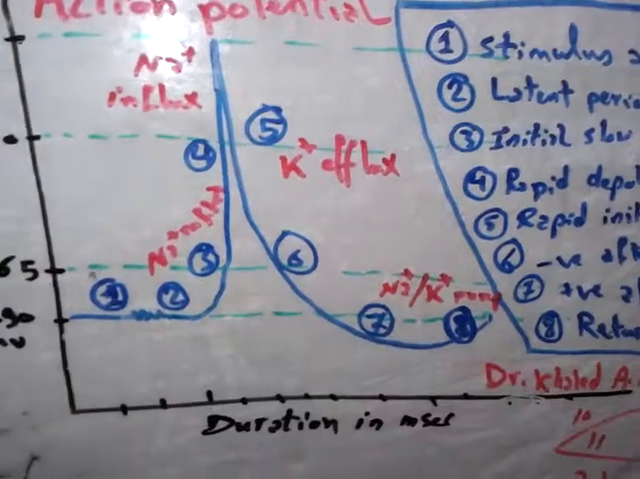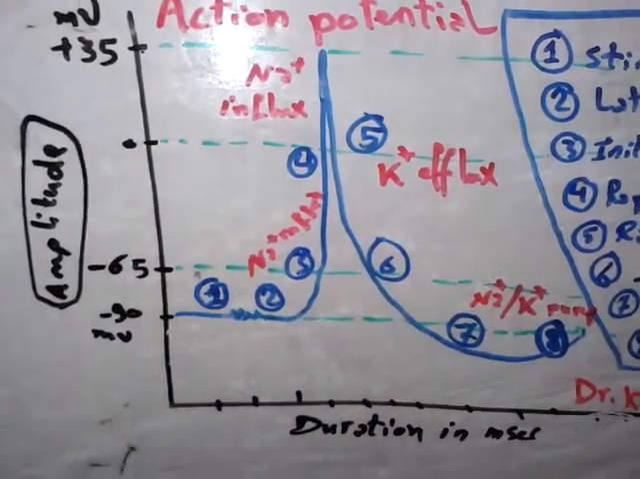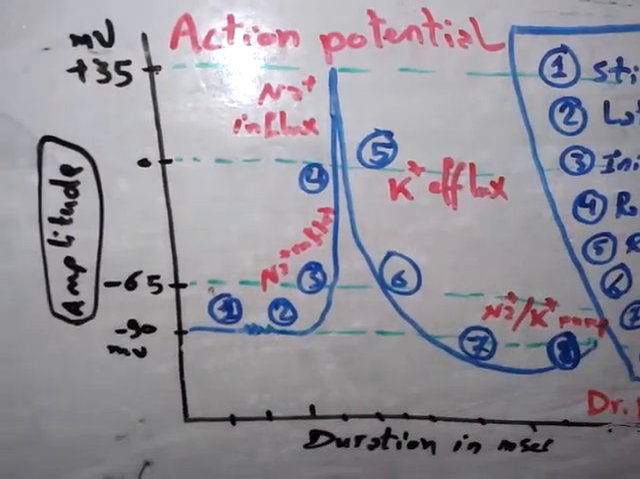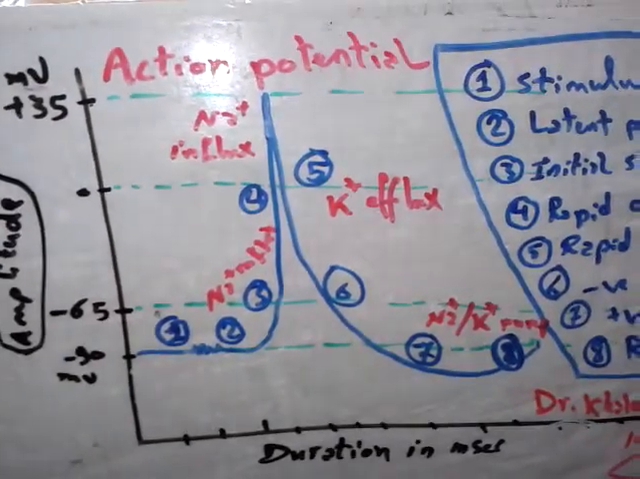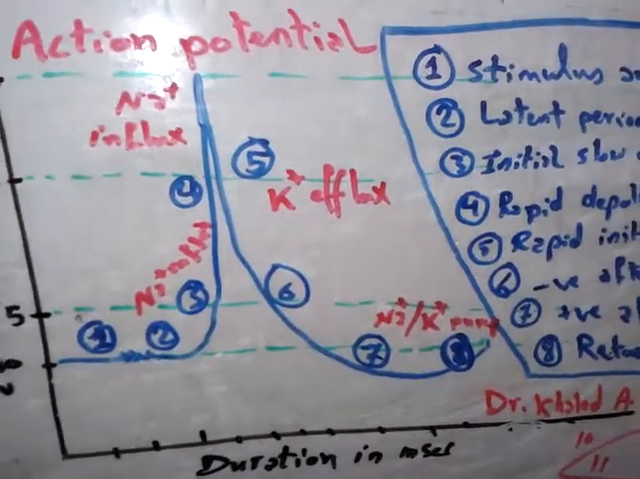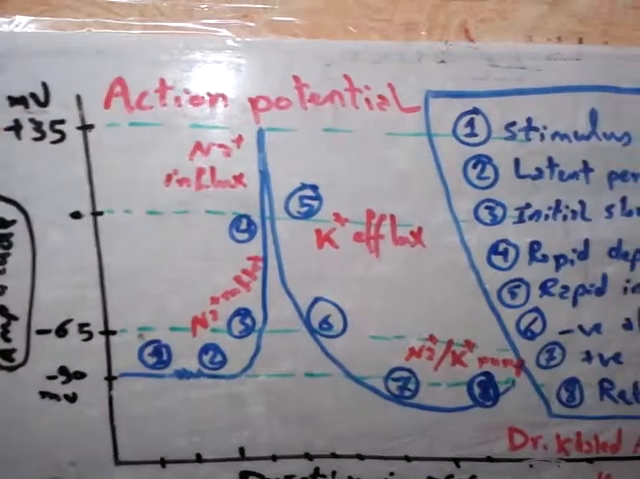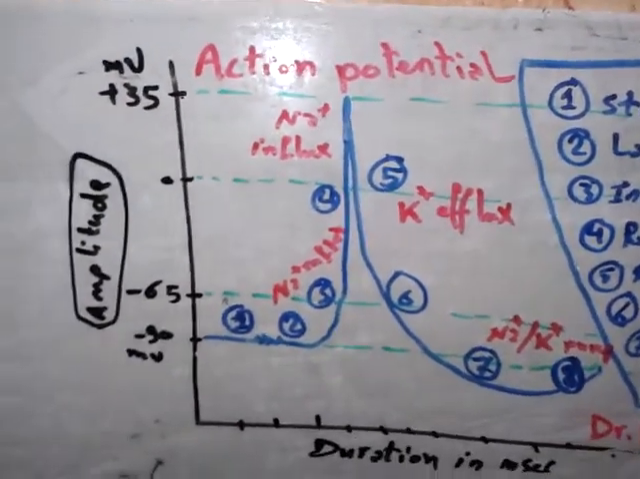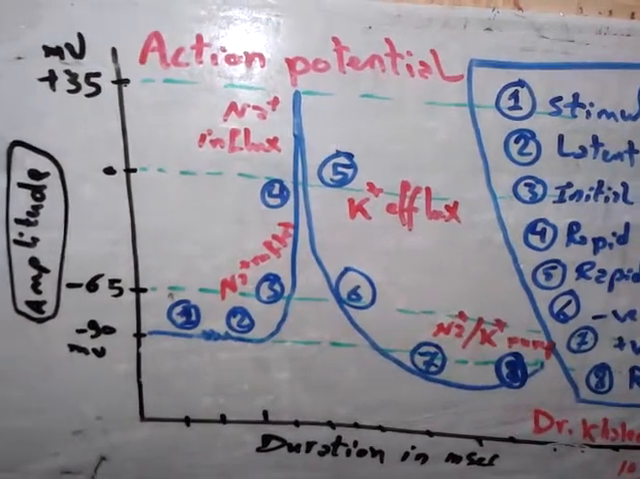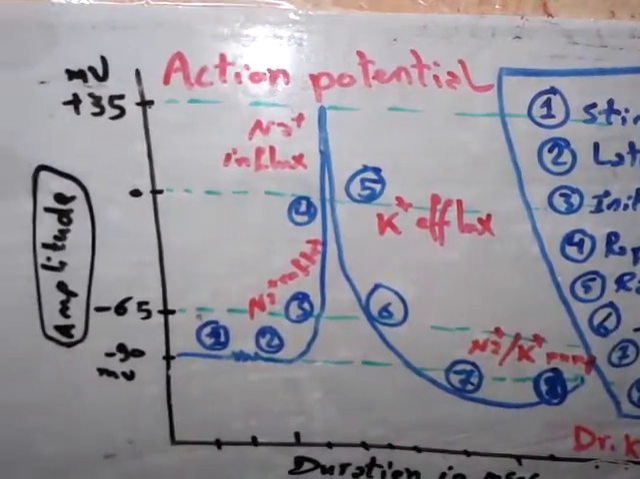Upon stimulation, there is stimulus artifact, followed by latent period, number 2, then gradual depolarization, number 3, then rapid depolarization till reaching the overshoot, where reversal of polarity occurs. The nerve fiber becomes completely depolarized to reach the level of positive 35 millivolt.